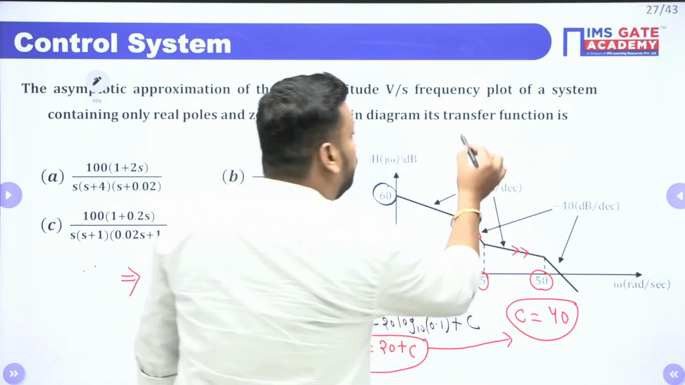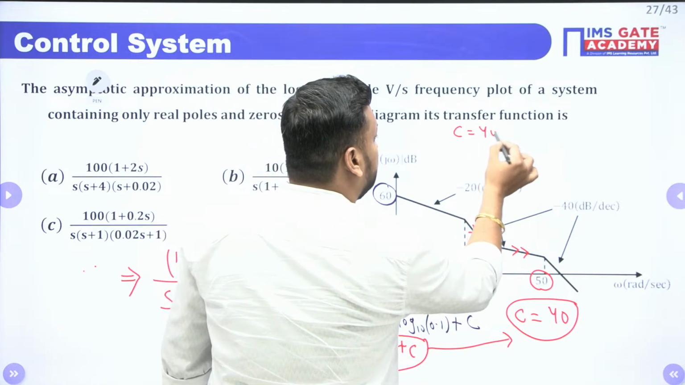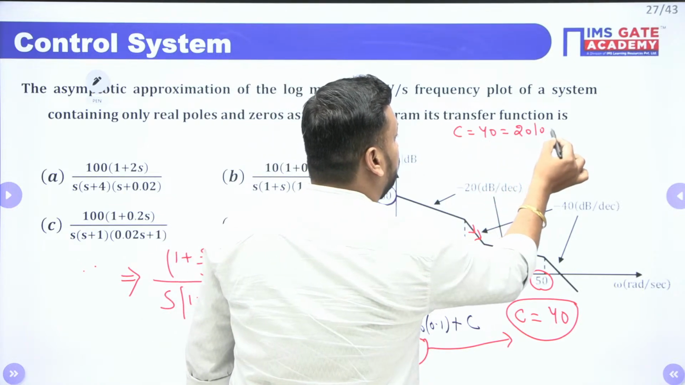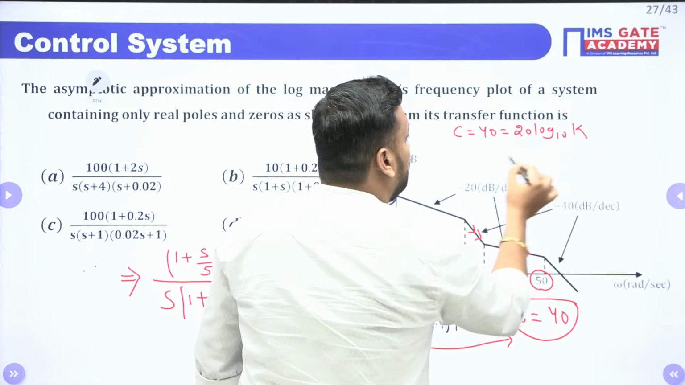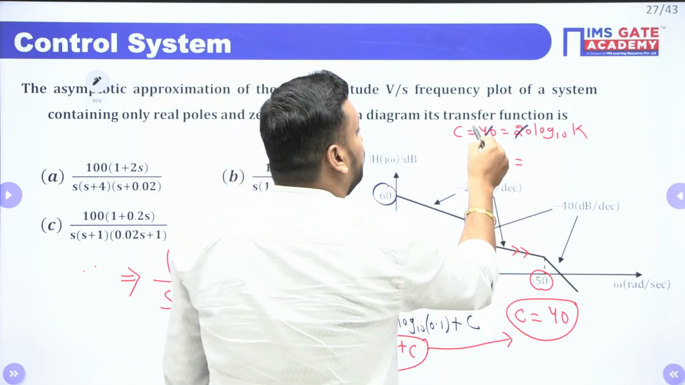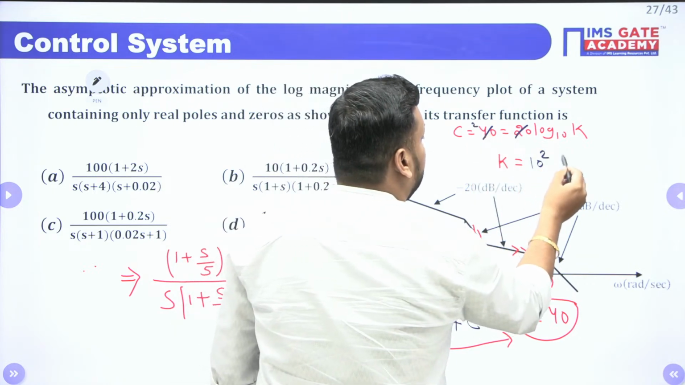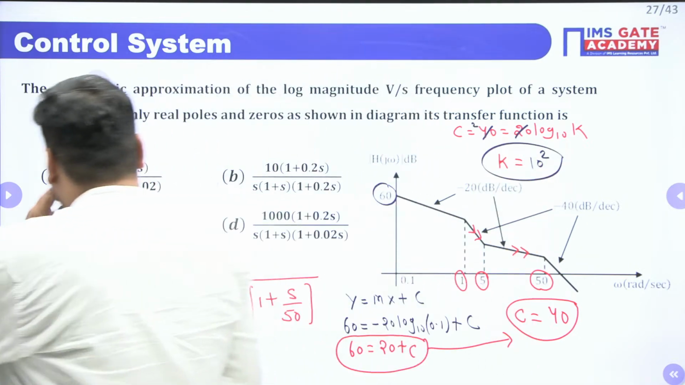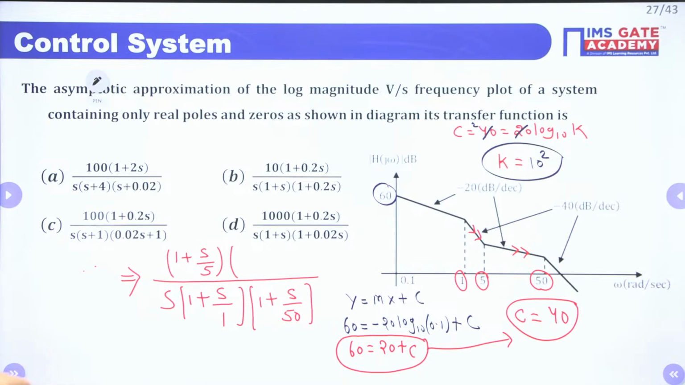So if the c value is 40, and the c value is actually equal to 20 log k, what is the k value, guys? The k value is nothing but, 20 and 40 cancel out with 2, so log k equals 2, so k is 10 power 2, which means 100. It means the correct answer is what? 100 into 1 plus 0.2 S, 1 plus S, 1 plus 0.02 S, option number C.